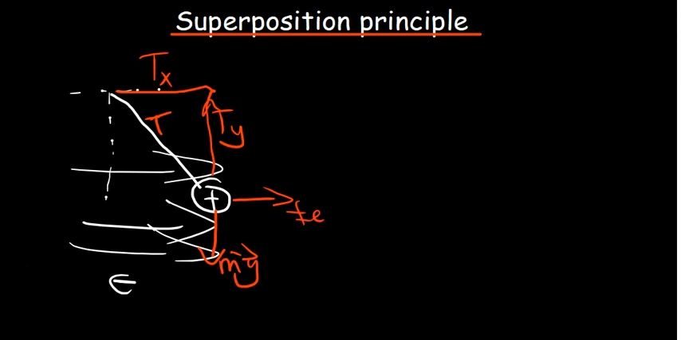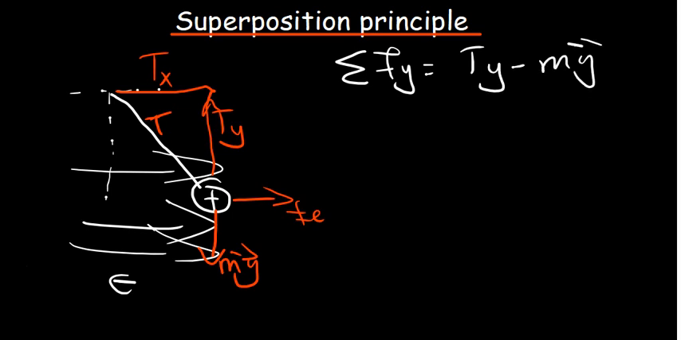Therefore, for the forces in the y direction to be at equilibrium, meaning they are equal, Ty minus mg equals zero, so Ty is equal to mg.